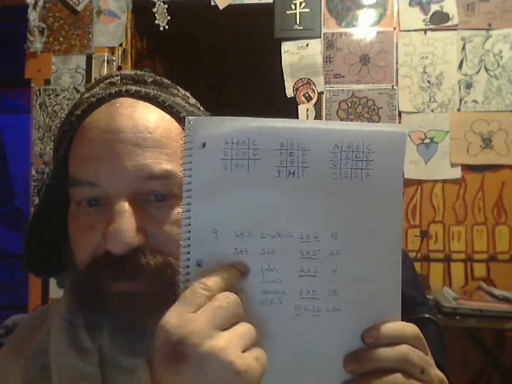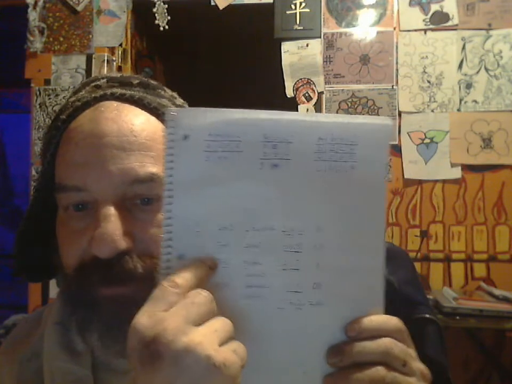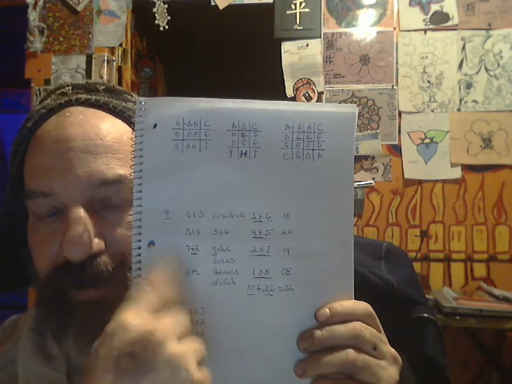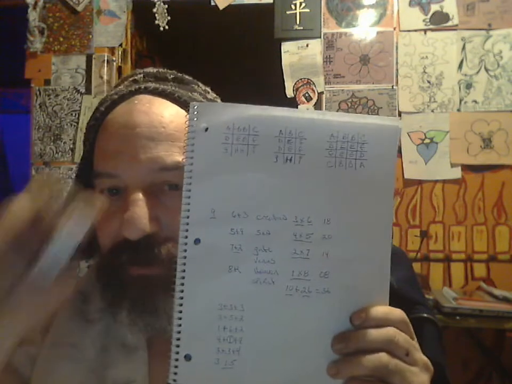6 and 3 is 9. 5 and 4 is 9. 7 and 2 is 9. 8 and 1 is 9. But these are the only two that we can knock on our head.